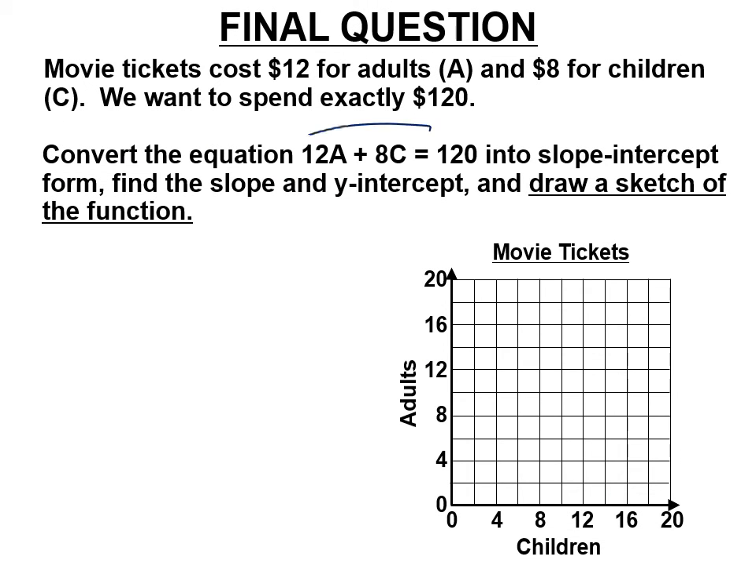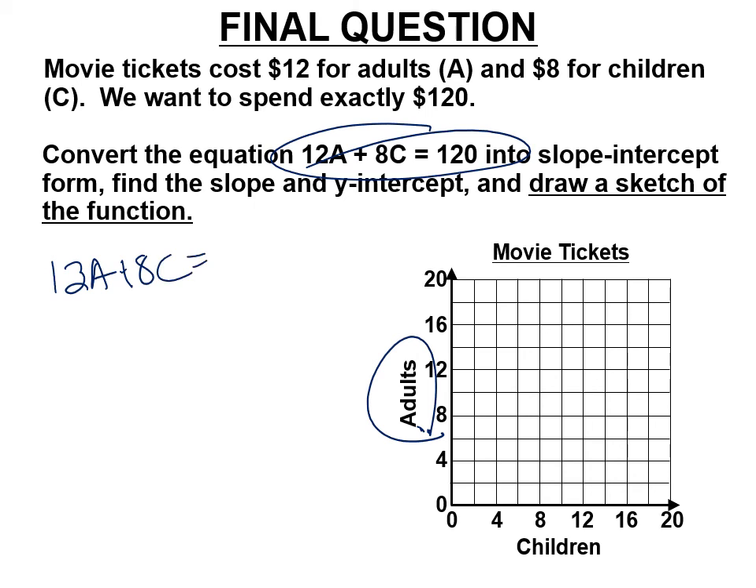All right, so I already gave the equation. It's $12 for adult tickets, $8 for children tickets. You're going to convert that into slope intercept. So adults is over there, so that's the y, right? So we're going to get rid of the 8c, all right? So it's not exactly the same pattern as the other ones. 12a equals negative 8c plus 120.